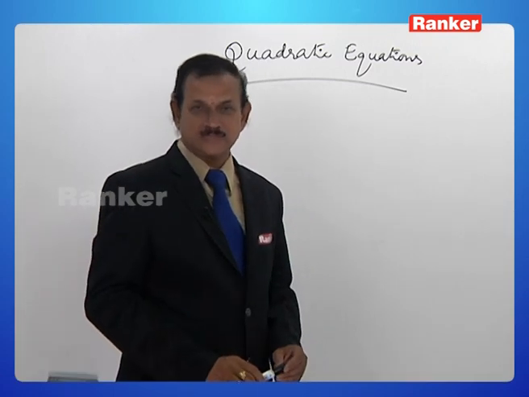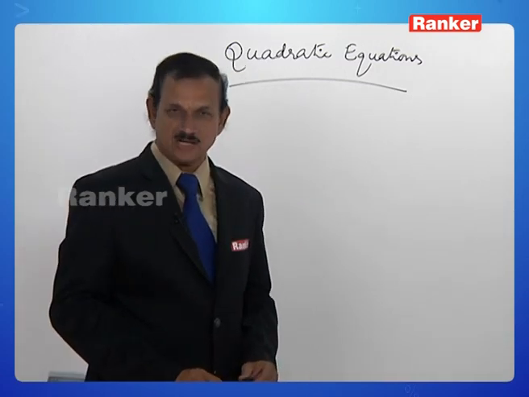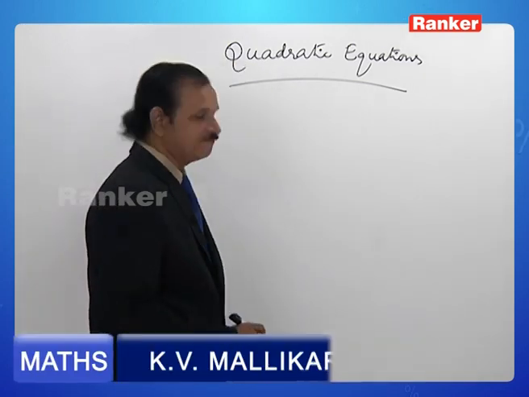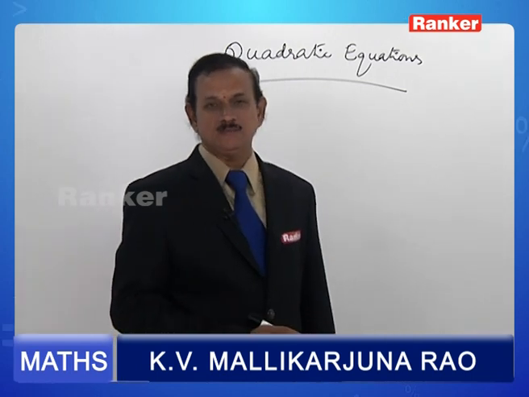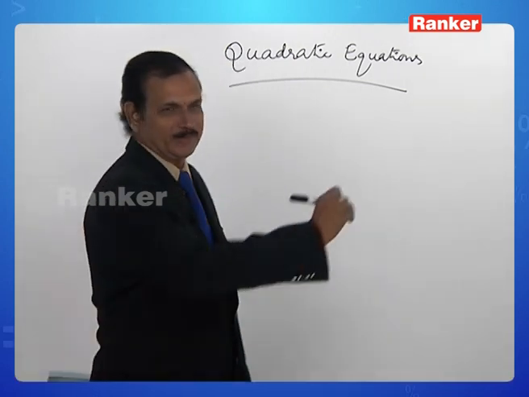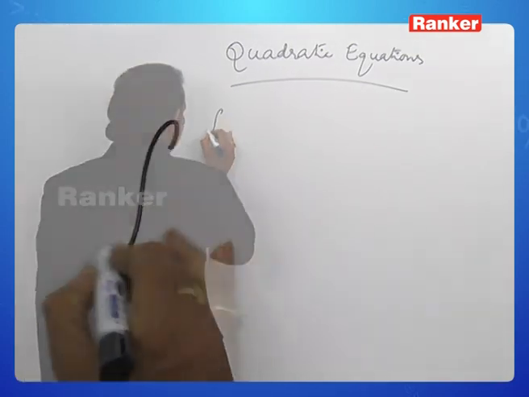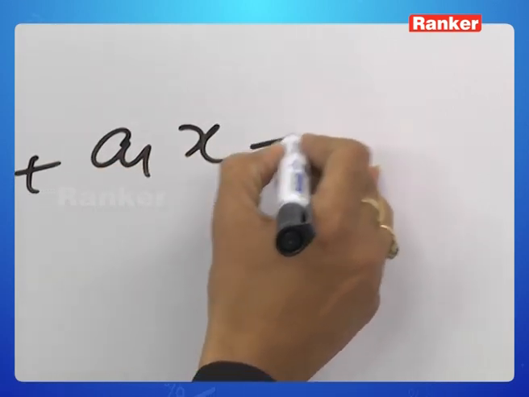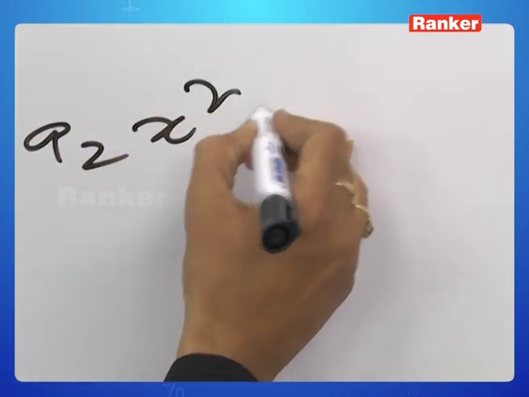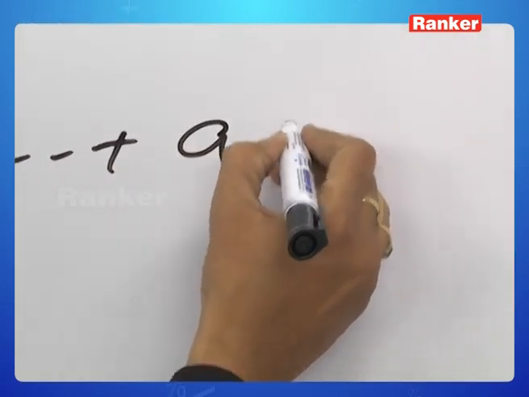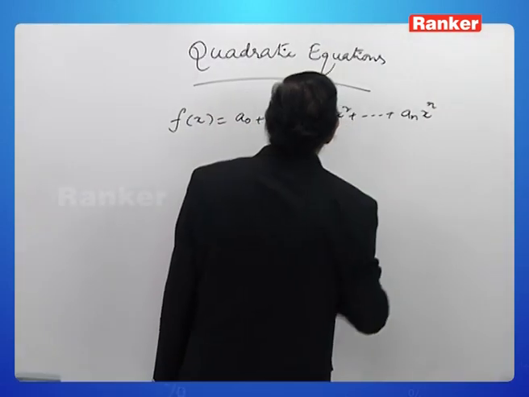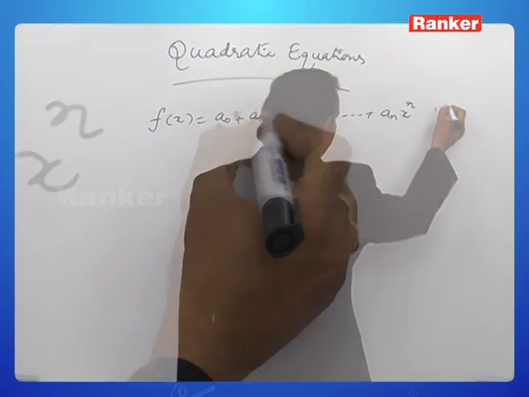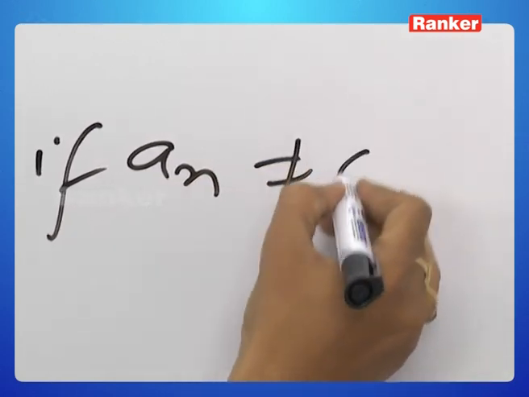In this class, we discuss the salient features and main concepts of quadratic equations. Before going to deal with that, let us recall the definition of a polynomial. We know that f of x is equal to a0 plus a1x plus a2x square plus etc., plus anx power n is a polynomial of degree n, provided an is not equal to 0.